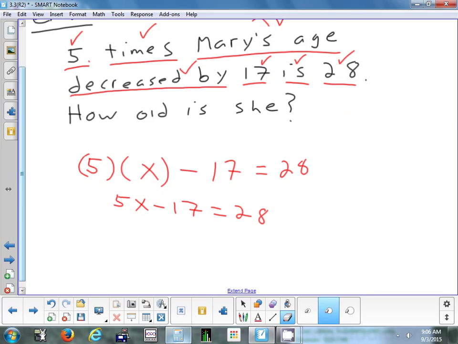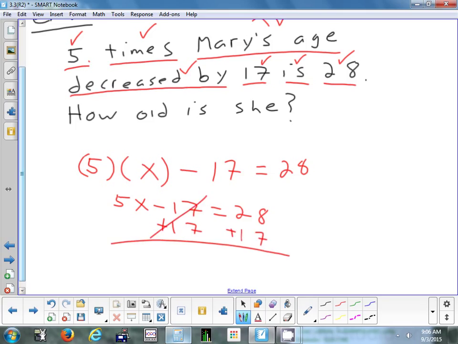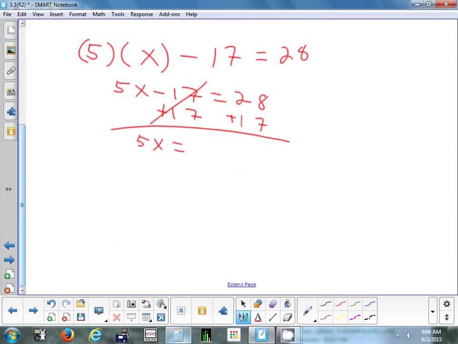Who can tell me my next step to get x by itself? Jalen? Good. We're going to add 17 to both sides. Negative 17 plus 17 cancels out. And anybody do 28 plus 17? If not, we'll use our calculator, but see if we can do it. Ben? 45. Good, 45.